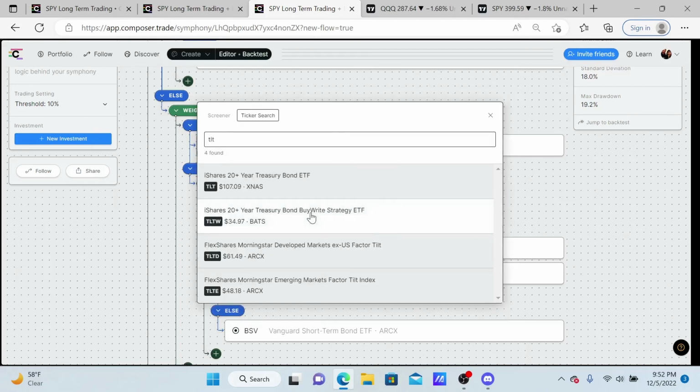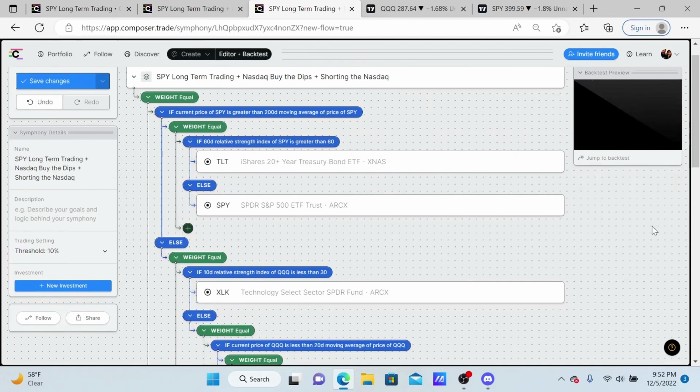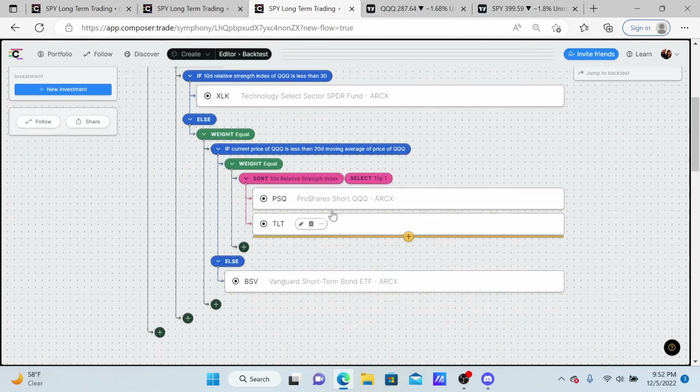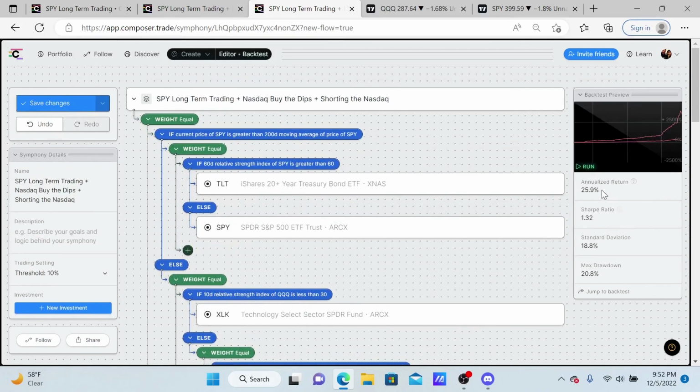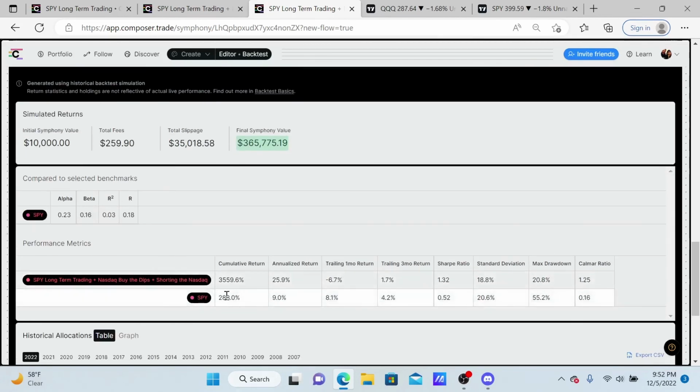So we can remove IEF and do TLT and run that as well. It should have about the same results. Yeah, the results are about the same. So this just shows that it's not necessarily overfit is kind of what I'm trying to show. So short-term bonds like BSV or longer-term bonds like IEF and TLT, you could use any of the three and you're still going to have pretty strong performance as opposed to the buy and hold S&P 500.